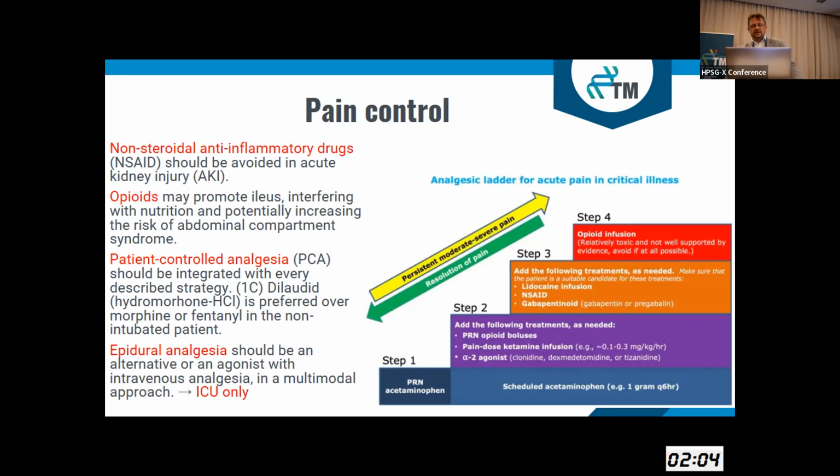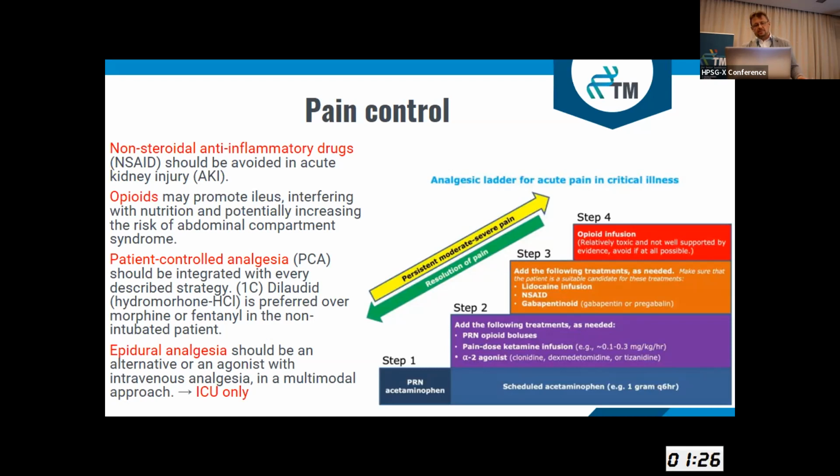The third step is intravenous lidocaine infusion or NSAID administration, or sometimes gabapentin, and only the last step is intravenous opioid infusion. Non-steroidal anti-inflammatory drugs should be avoided in acute kidney injury, and we know well that opioids may promote ileus, interfering with nutrition and potentially increasing the risk of abdominal compartment syndrome.